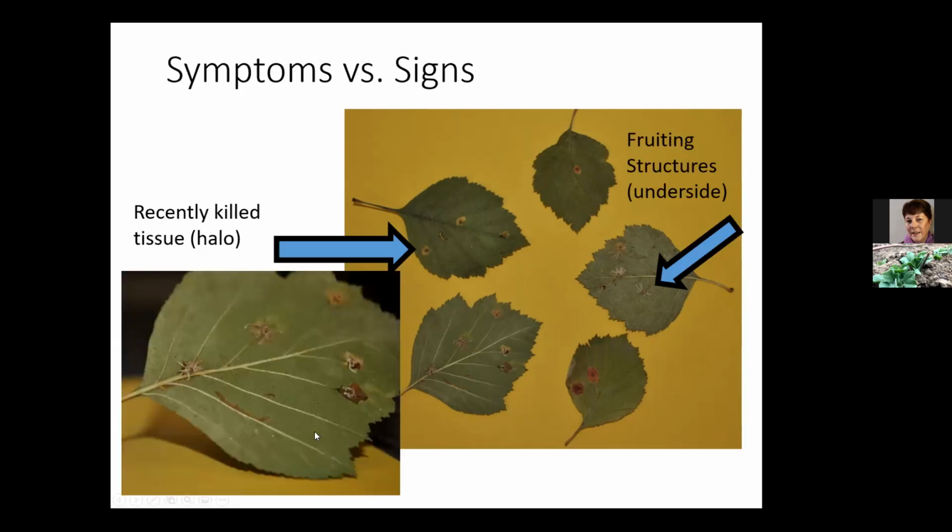And if you look up close again, you can see here's those fruiting structures. The scientific name for these is aecia, and it is the aecial stage of the gymnosporangium rust on the hawthorn.